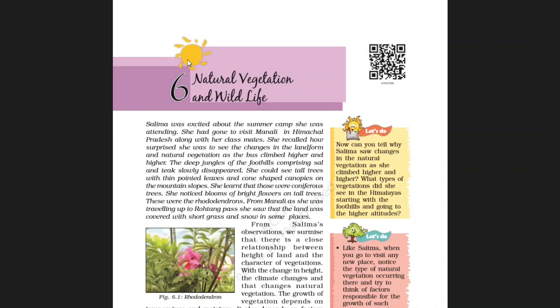Dear children, today let us do a new chapter of your geography subject, that is chapter number 6, and the name of the chapter is Natural Vegetation and Wildlife. Natural vegetation means a plant community which has grown naturally without any human aids, and wildlife is the native flora and fauna.